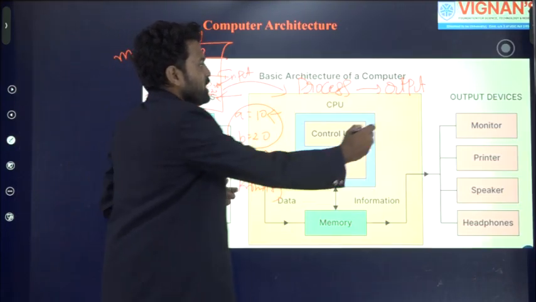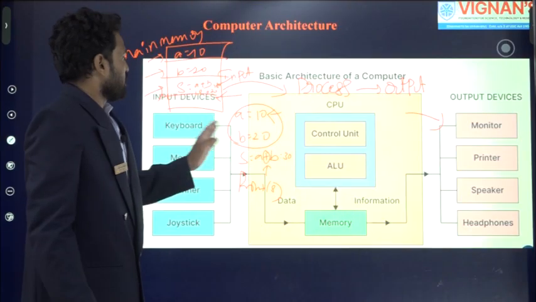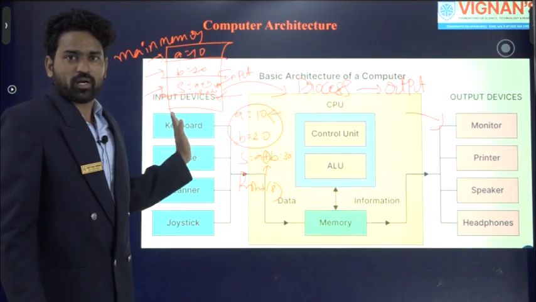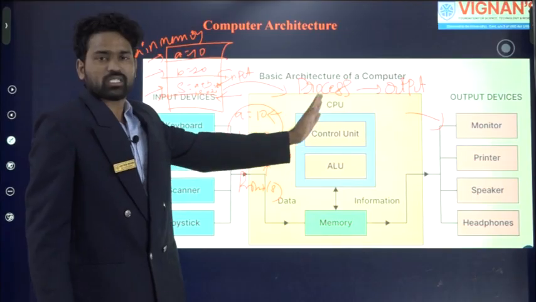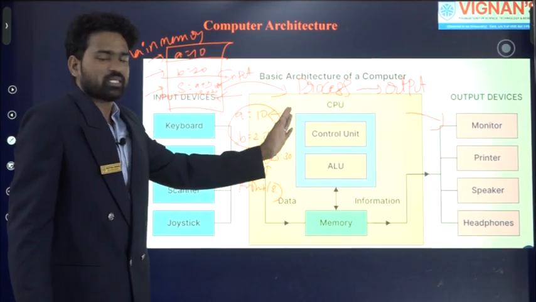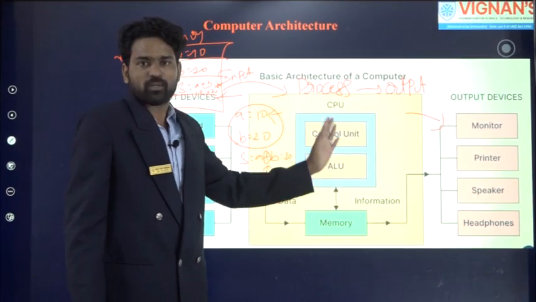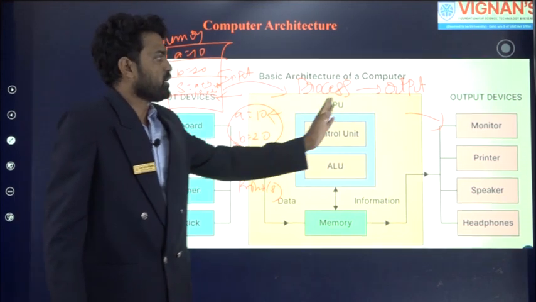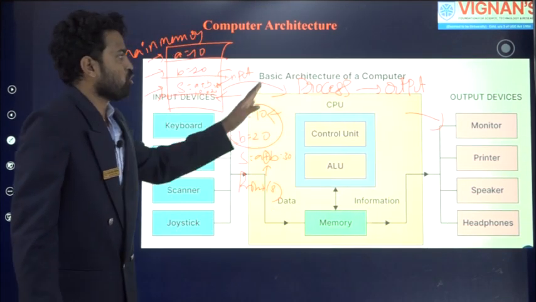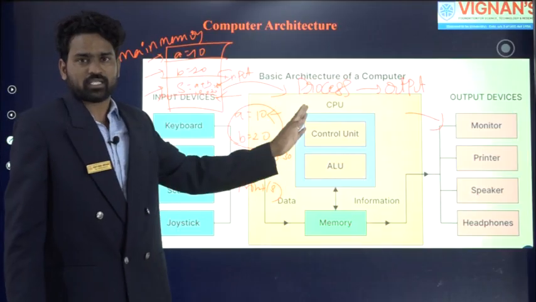So this 30 will be displayed in the monitor. After giving the input from the keyboard and mouse, we will do the processing in the CPU. After doing this process, the CPU is going to generate some output. That output needs to be shown on the monitor side. So this is the working principle of a basic architecture.